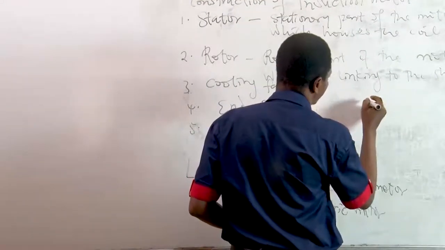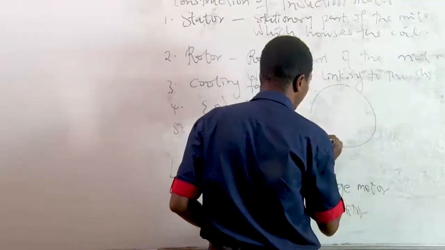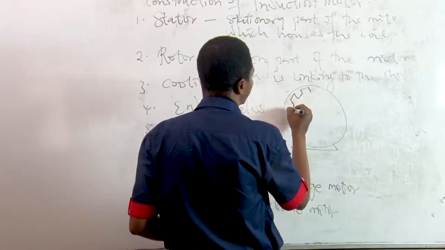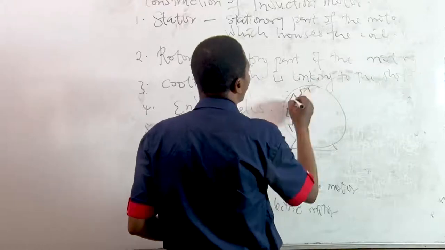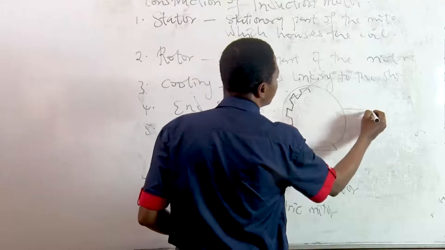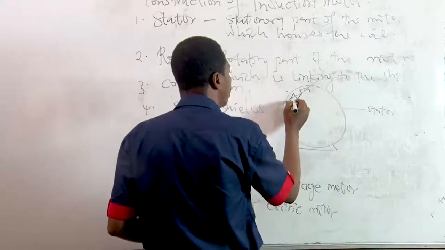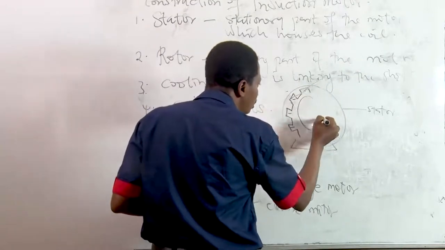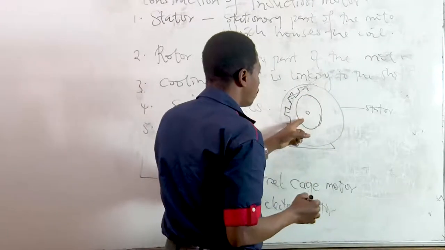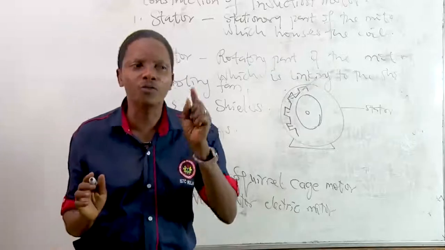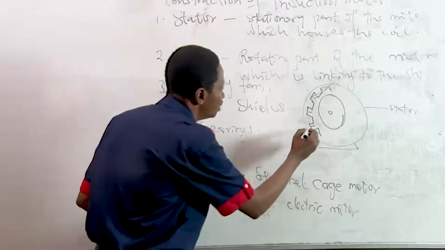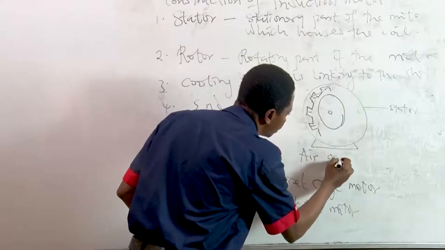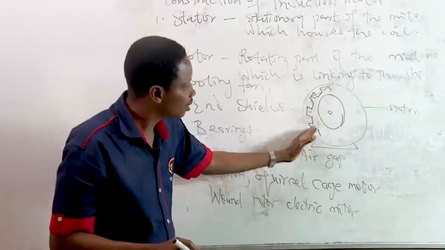Now, let me quickly draw this so that you will understand. We call these slots. This is the stator. The coils are wound on the slots. Coil here, coil here, coil here. The slot carries the coil. Then in between, we have our rotor. This is the rotor. The rotor has no physical connection to the stator. The two are separated from each other by what we call the air gap, and it is balanced.